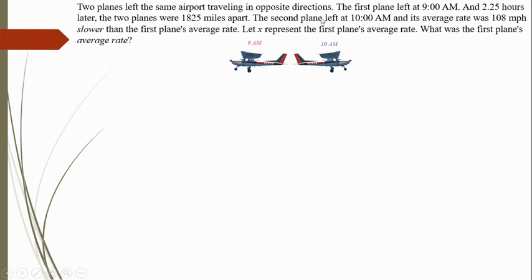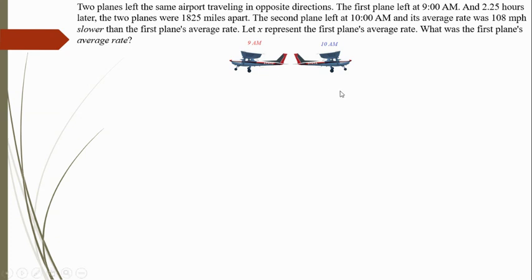Okay. So it says here the first airplane left the airport at 9 a.m. And 2.25 hours later, the two airplanes are 1,825 miles apart. The second airplane left at 10 a.m. and its average rate was 108 miles per hour slower. So here I've italicized the word slower just because it is an important fact here. Alright, and it wants us to find the average speed or rate of the first airplane.